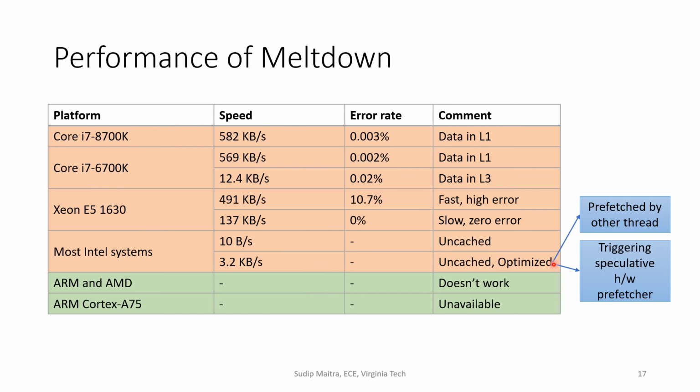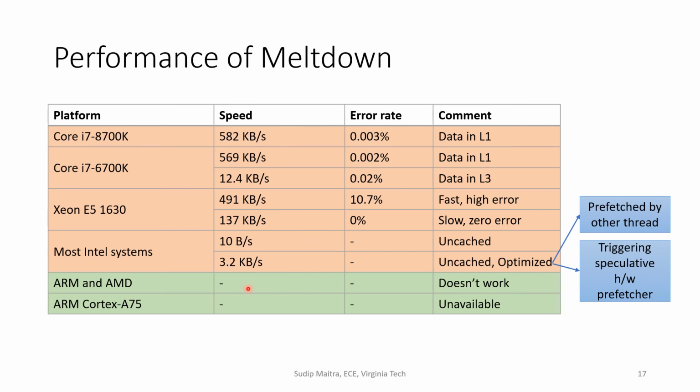So what optimizations am I talking about? One optimization is, let's say your data is not in the cache. You make another thread prefetch the data into the cache, and then you can also do triggering with the hardware speculative prefetcher to improve the speed.